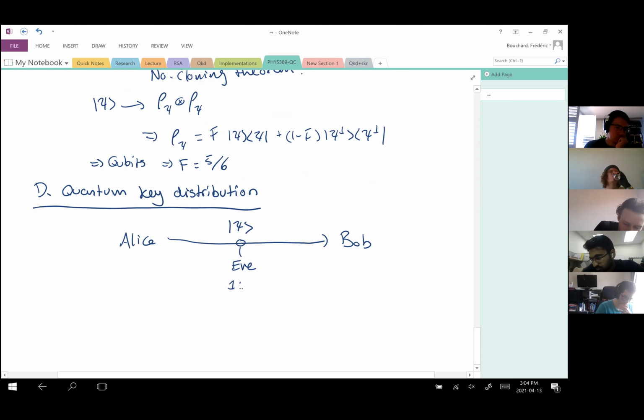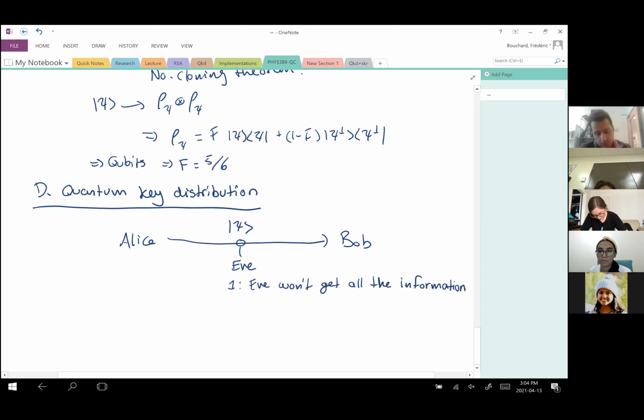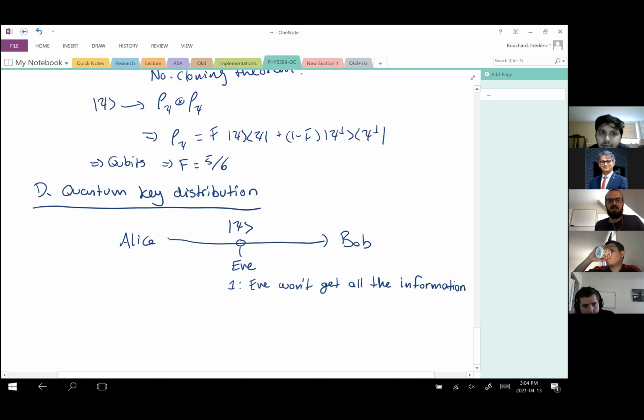So the first thing is Eve won't get all the information, because even if she's making the best clones possible by quantum mechanics, they're going to be good only 5 out of 6 times. The other thing is Bob will get errors.